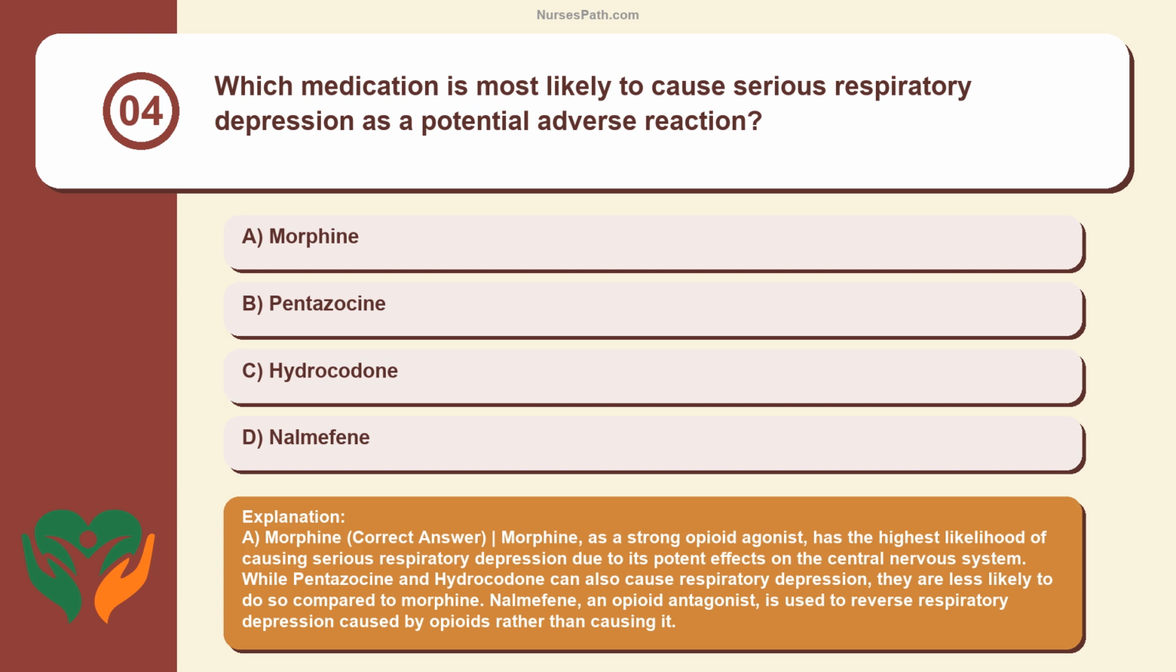A. Morphine. Correct answer. Morphine, as a strong opioid agonist, has the highest likelihood of causing serious respiratory depression due to its potent effects on the central nervous system. While pentazocine and hydrocodone can also cause respiratory depression, they are less likely to do so compared to morphine. Nalmefene, an opioid antagonist, is used to reverse respiratory depression caused by opioids rather than causing it.